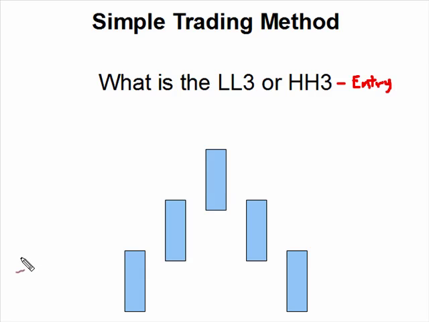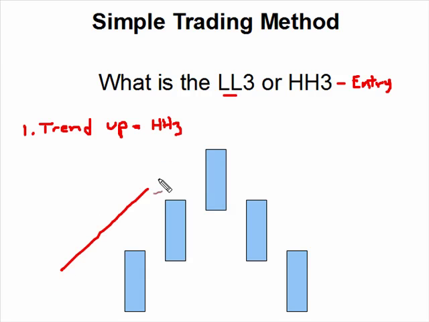Now, the first thing that we look at with the simple trading method is the trend. So if the trend is moving up, we're going to be looking for the HH3, so the highest high of the last three. If it's in a downtrend, we're going to then look at the lowest low of the last three. So the first thing we have to identify is whether the trend is moving up or down.